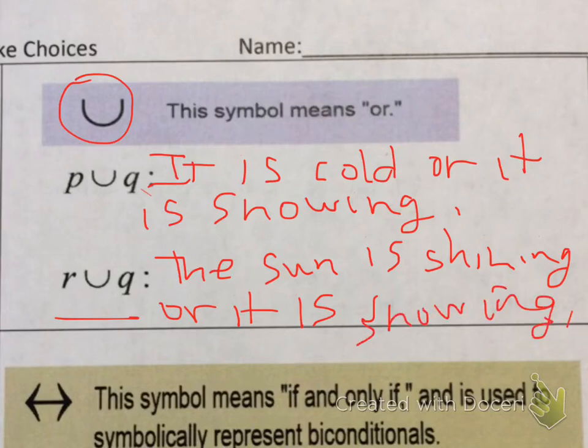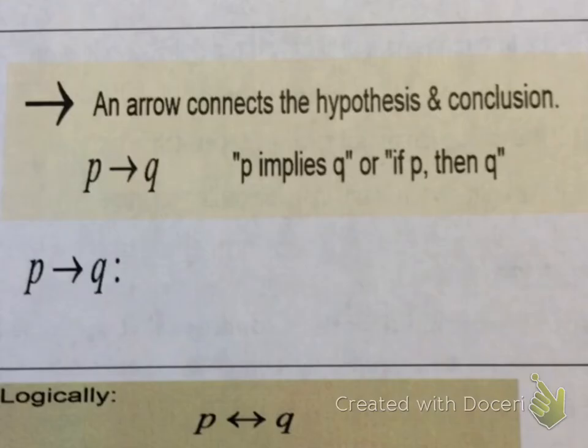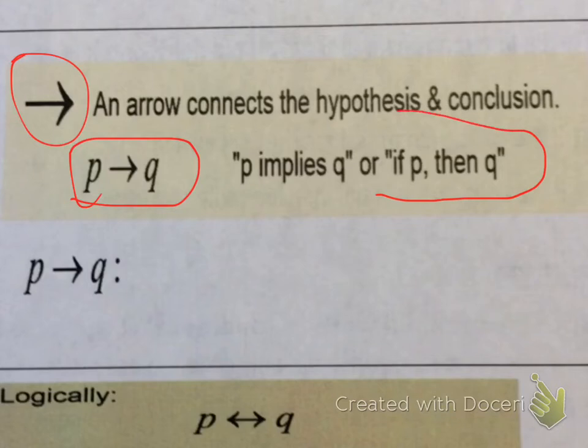Okay. All right, let's go on to the next problem. When we see an arrow as a symbol, the arrow connects the hypothesis and a conclusion. So when it says P arrow Q, it says P implies Q, or if P, then Q. So we're really using that to write if-then statements.